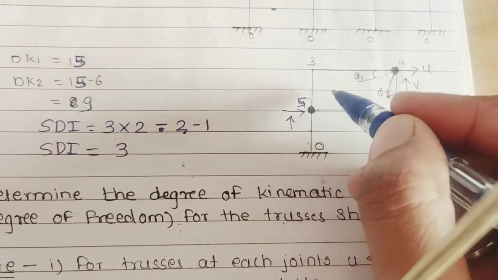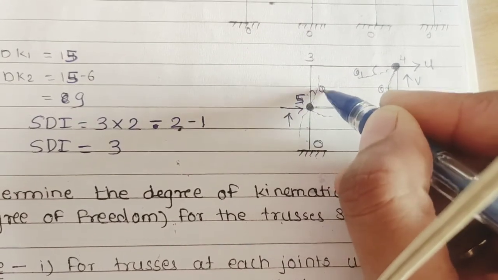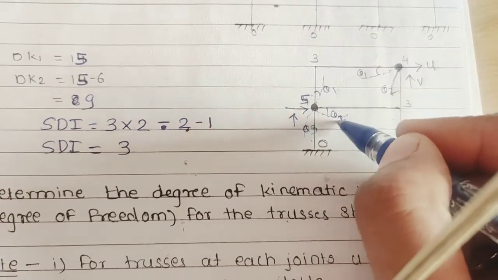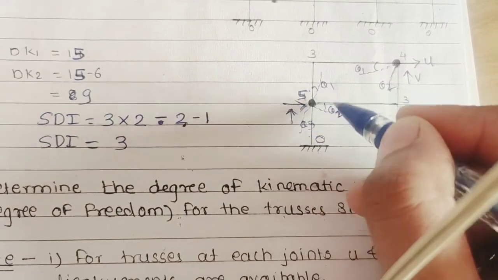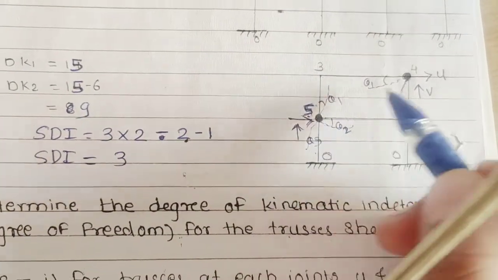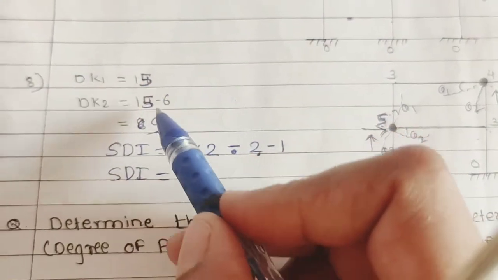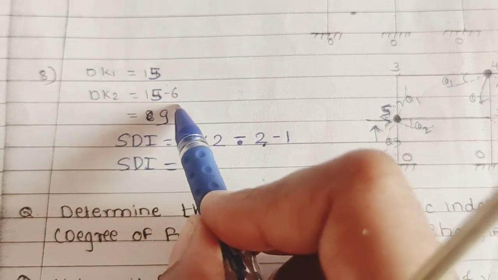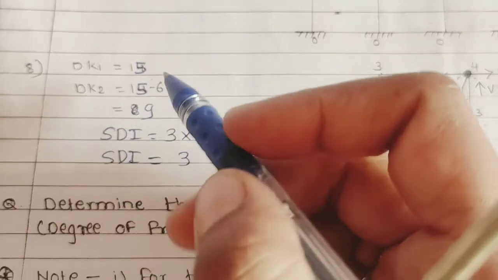3 members, hence you have to find out the three rotational displacements here, that is theta 1, theta 2 and theta 3. Means 3 rotational displacements, 1 horizontal and 1 vertical displacement. Means the total number of displacements is equal to 5. This is 5 plus 4 plus 3 plus 3 means 15. That 15 indicates DK1, and then you have to find out DK2 by subtracting the number of members.